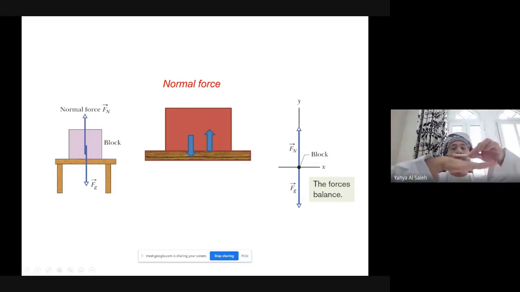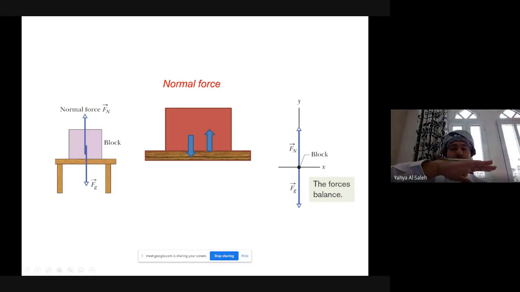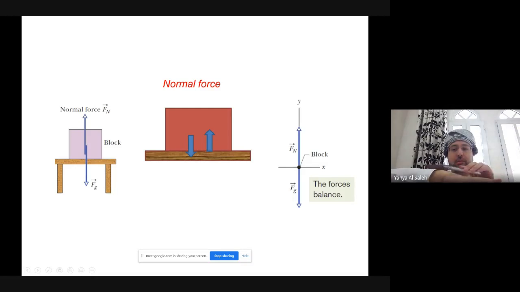This pen is on my hand, and it's experiencing a force downwards. Why is it not going through my hand? Why is it still here? Because it also experiences another force, which is my hand pushing it upwards, which is what we call the normal force. These two forces both act on the same object, so they cancel out, and we end up with this thing just remaining on the table or on my hand.